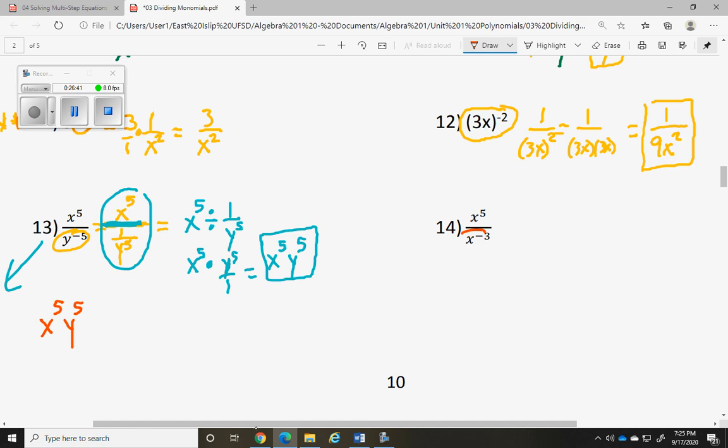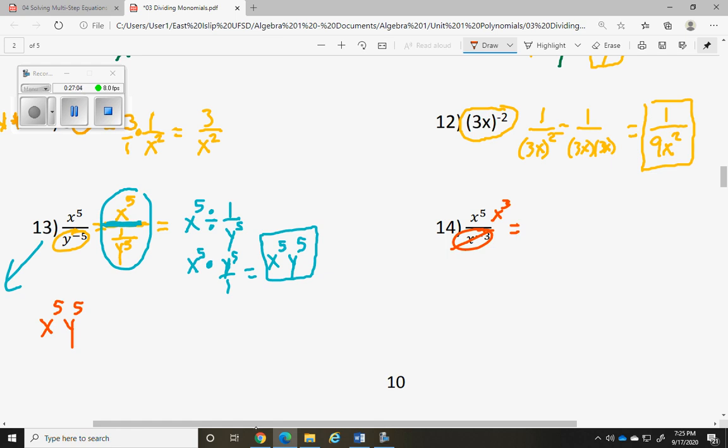I would say this needs to get fixed. I don't want it here. I want it here with a positive exponent. Anytime you move its location, the exponent has to change to positive. We never move a positive exponent. Those are good. Never change the location of a positive exponent. It's only the negative exponents we have to worry about.